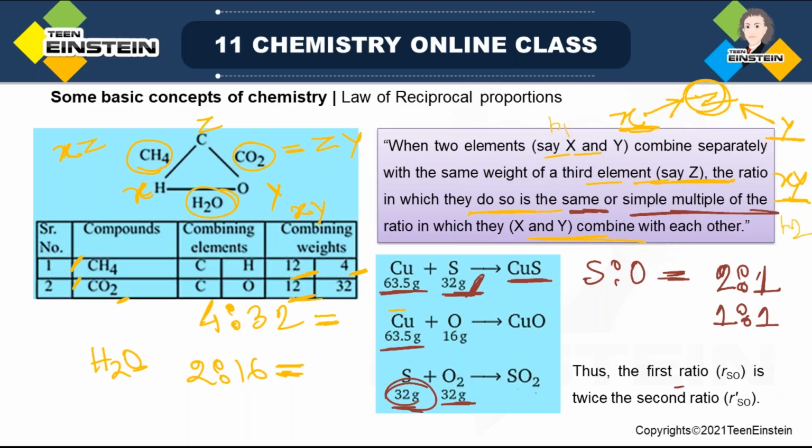So the first ratio, R, and R prime, that is the second ratio. So if you multiply the second ratio, yes, the first ratio, which is 2:1, is double of this. Only one value is multiplied. Don't think that both of these are multiplied. So either the same or a simple multiple of the ratio, not a fraction, a simple multiple. Okay, so this is the law of reciprocal proportion.